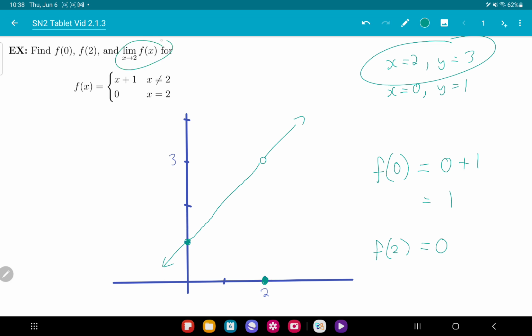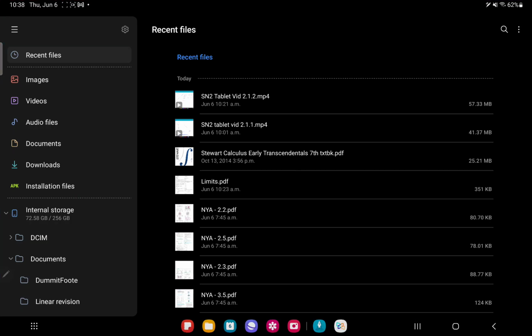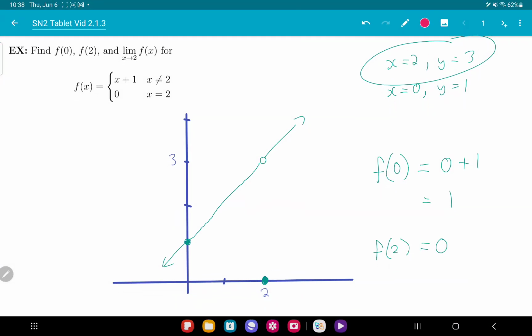Now how about the limit? Well, I'm looking at the one-sided limits. When I go from the right, I have an arrow like that. When I come from the left, I have an arrow like that.